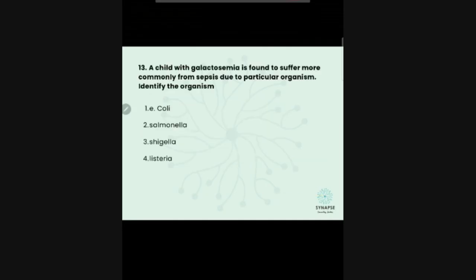Yes. So next question, a very straightforward direct question, repeatedly asked in NEET PG Pediatrics and NEET SS Pediatrics. The child with galactosemia is found to suffer more commonly from sepsis due to a particular organism. Which sepsis? E. coli sepsis. In galactosemia, E. coli sepsis commonly occurs. Remember that. Never confuse it. Where do we commonly see Salmonella? Sickle cell anemia. In sickle cell anemia, especially osteomyelitis can be more commonly due to Salmonella.